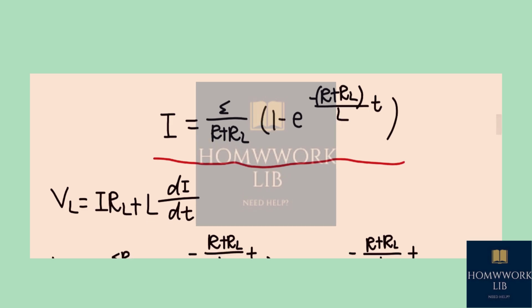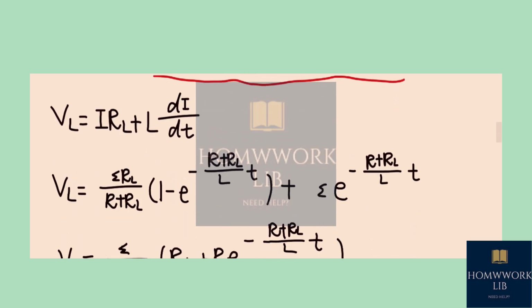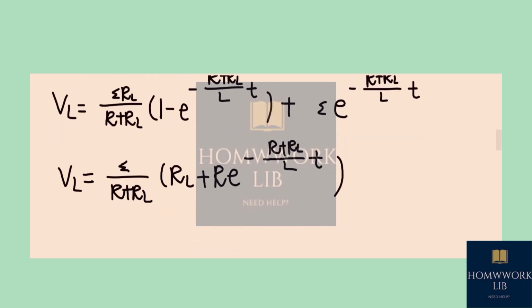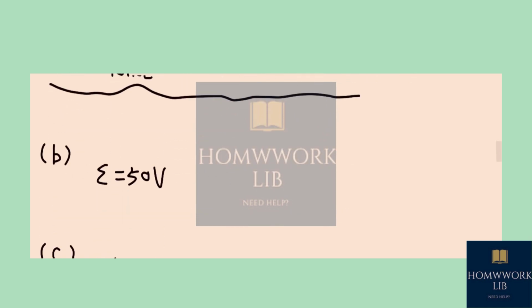So we know VL can be written as I RL plus L times di/dt. So we do some arrangement here. Eventually, we'll have VL is equal to EMF over (R plus RL) times (RL plus R times e to the power of negative (R plus RL) over L times t).